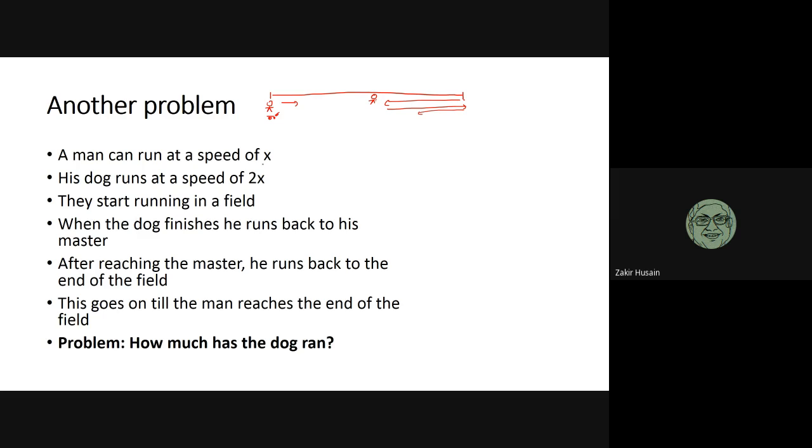Let us suppose that the length of the field is 200 meters. The man runs 2 meters in a second, so the dog's speed is 4 meters per second. You don't have to solve it now, but how will you solve the problem? Have you understood the problem?